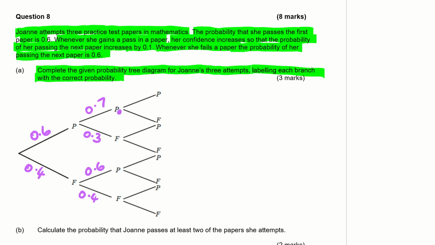If she gets to here, she's passed 2 papers. This is going to be a 0.8 and a 0.2. If she gets to here, the passing reverts to 0.6 because she just failed. This one's 0.4. Here, this one goes up to 0.7 because she just passed. This will be 0.3. When we get to here, this one's going to be 0.6 and 0.4.